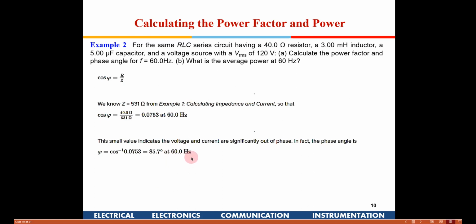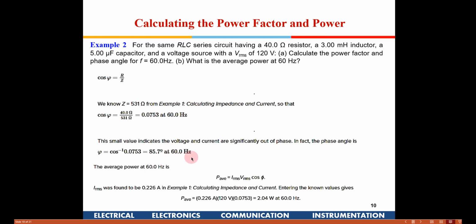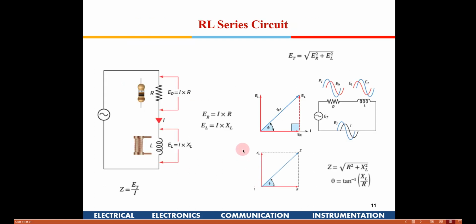So this is how we computed the power. Now I can also have a resistor and an inductor. This is only a special case of the RLC circuit where C is not there, where a capacitor is not there. So R and L.